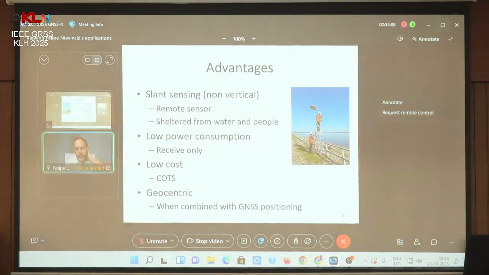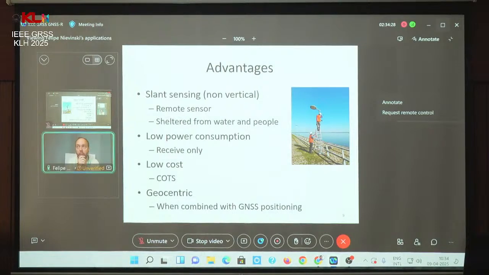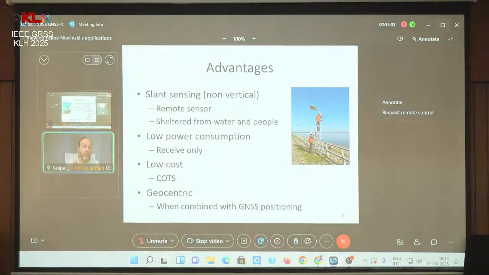It has no power consumption to speak of, so a small panel and battery can keep it running for several days since it doesn't transmit anything. Unless you have telemetry, right? This equipment I shared on GitHub doesn't transmit the data back. So if you want to do telemetry via cellular network, GSM, then most of the power consumption comes from the modem, not from the GNSS receiver.